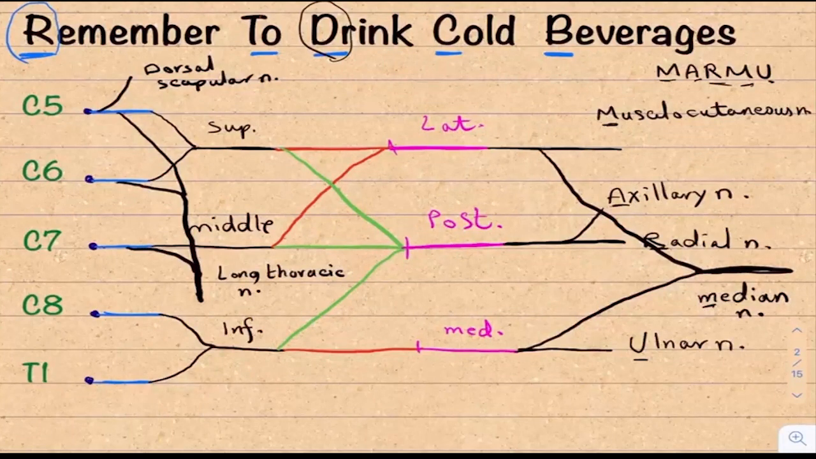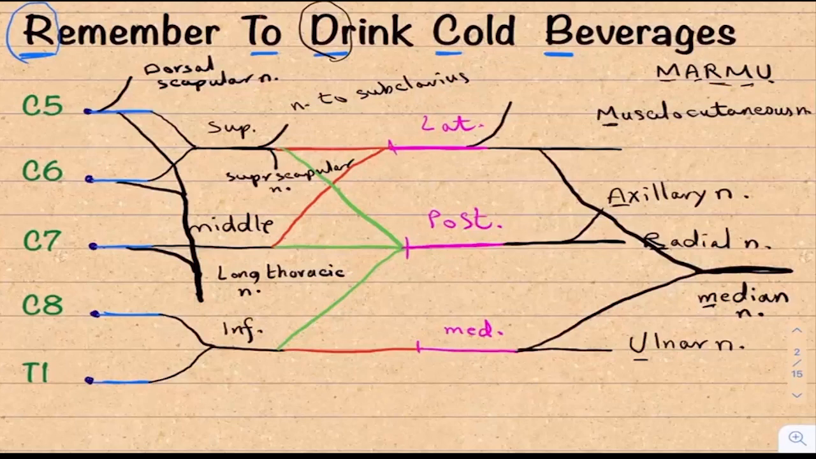From the superior trunk, we have two nerves. One is called nerve to subclavius muscle, and another one called suprascapular nerve. And then from the lateral cord, we have only one nerve, that's the lateral pectoral nerve.